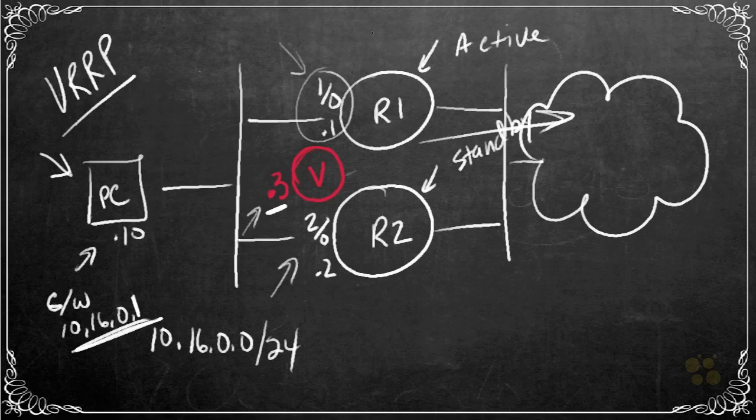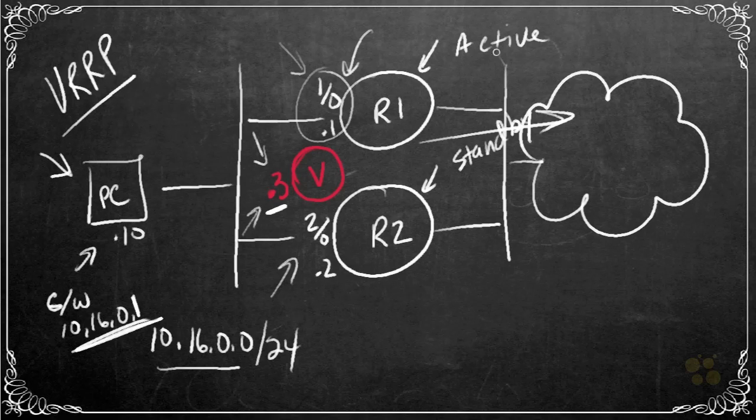And what we'll do is we'll go into interface 1/0 on R1 and 2/0 on R2 on this common network segment, which is supporting the 10.16.0 network. And we're going to create a virtual IP address at .3 using VRRP. And then we'll tell the PC that instead of using the default gateway of .1 or instead of using the default gateway of .2, use .3. And that way these two routers can support it.